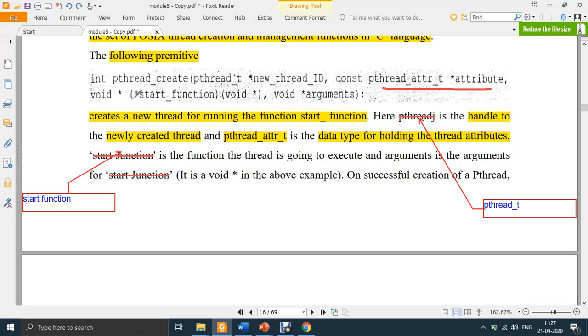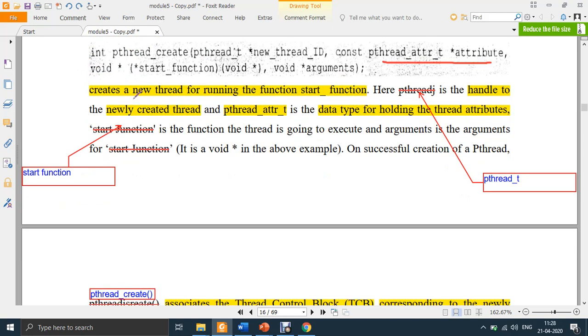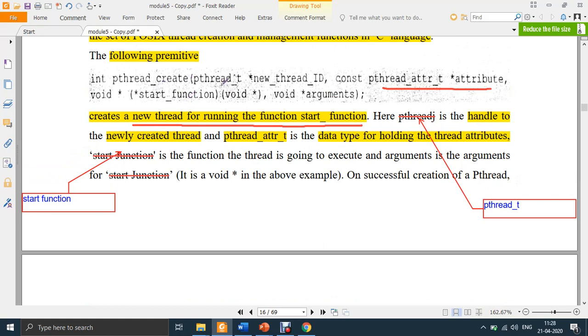So this is how you create a thread in POSIX. You have to remember this syntax, no other way. You have to just remember. What it will do is create a new thread for running the start function. So this thread that you create, what is the name? pthread_t. It will start to run which function? The start function.